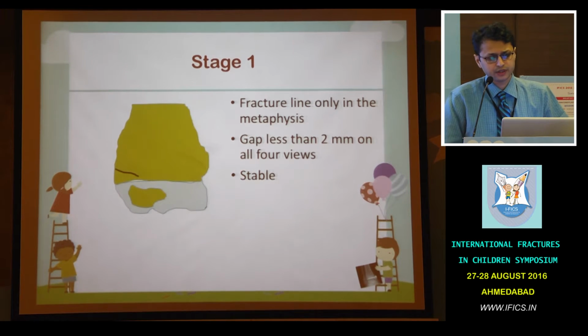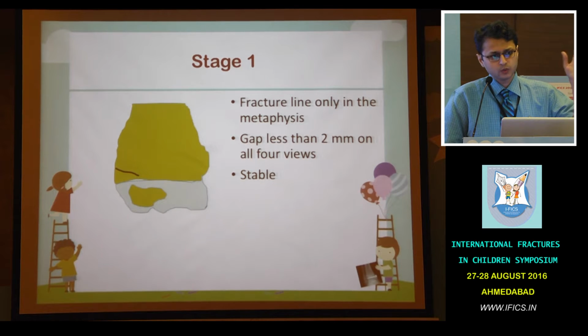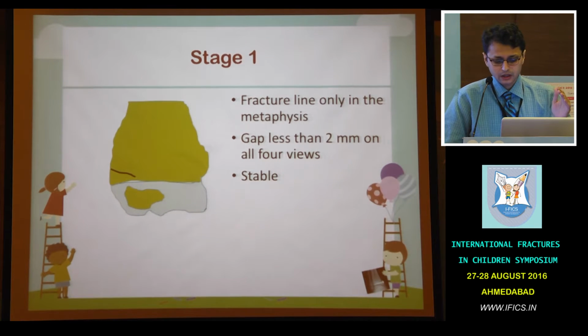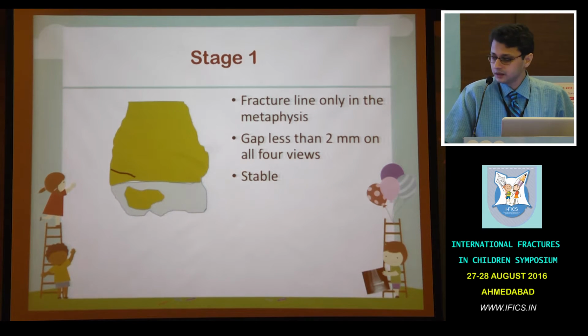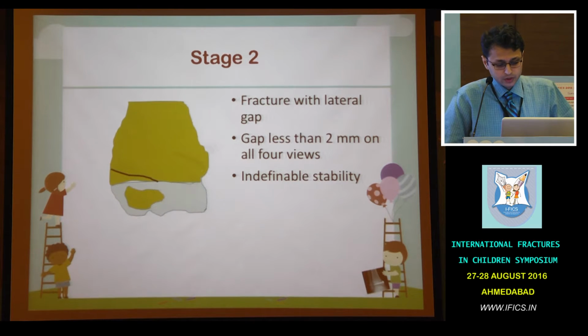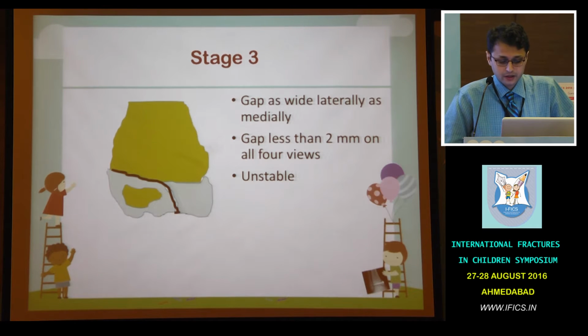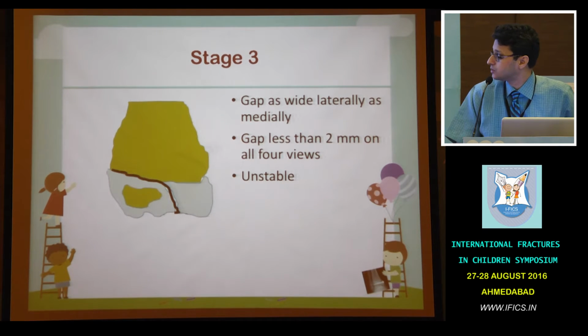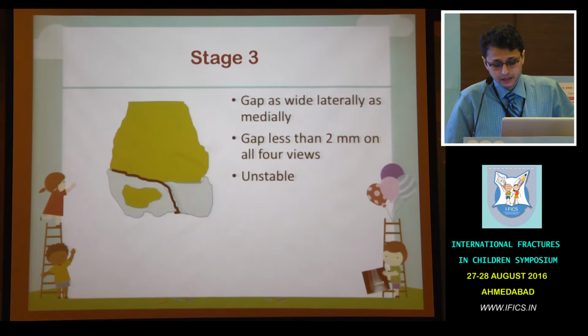Coming to Song's classification, it goes from stage 1 to stage 5. Stage 1 is when the fracture line has only a lateral gap, less than 2 millimeters in all 4 views, that is AP, lateral and the 2 obliques, and it is stable. Stage 2 is when the fracture has a lateral gap which is extending only till the metaphysis. The gap is less than 2 millimeters and the stability is indeterminate. Stage 3 is where the gap is as wide laterally as well as medially, but less than 2 millimeters, and it is unstable.